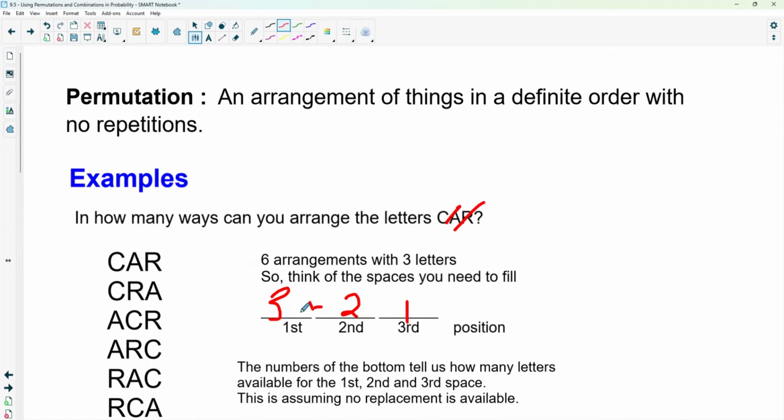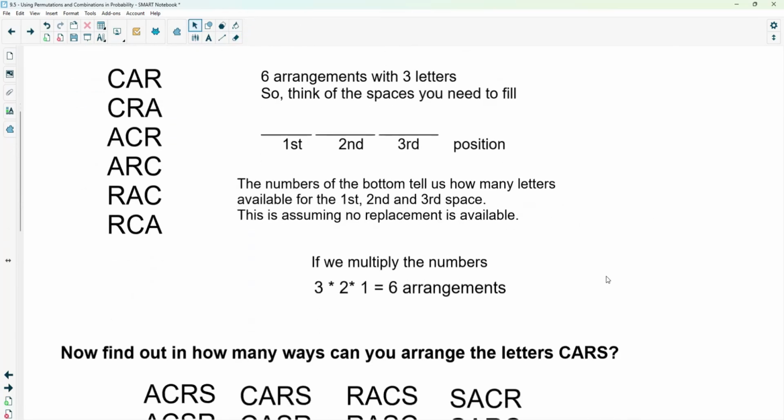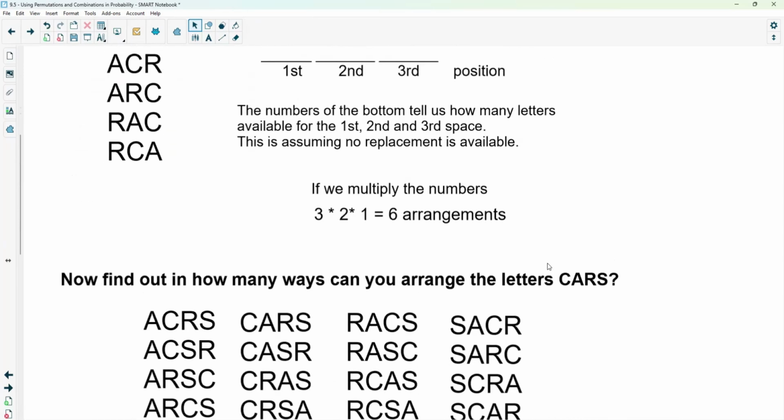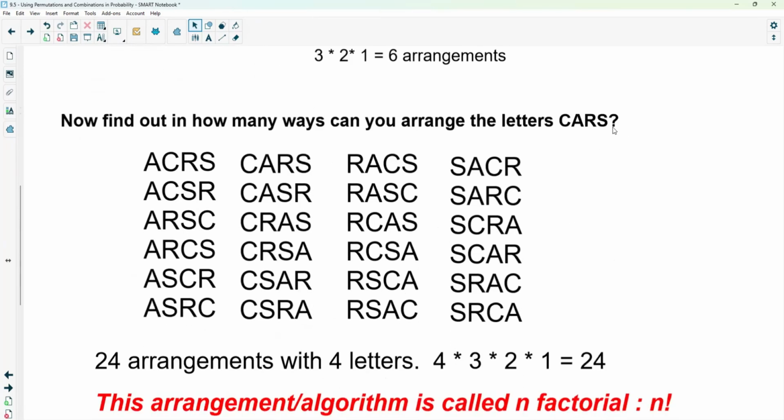So if I want to find the arrangements, basically I would just multiply 3 times 2 times 1. And that will give me the arrangements for 3 letters, and I can find all the different arrangements where the order is important, right? So the order is important on who comes first. And then look how different. Here we got 6 with 3 letters. Just by adding 1 more letter, look how many more arrangements we have.